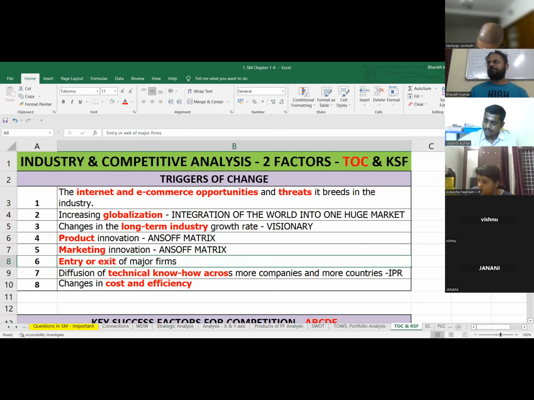Market innovation. That means what? Existing product, new market. Easy, right? So if you know Ansoff matrix, 4th and 5th point is done. Market innovation.